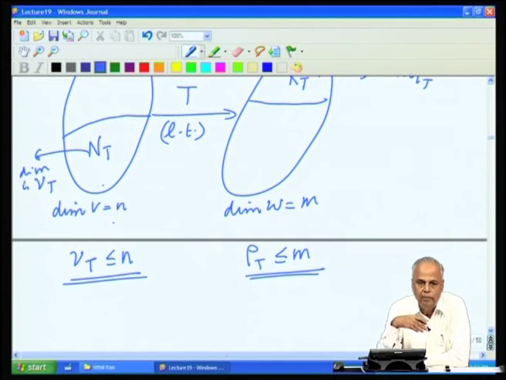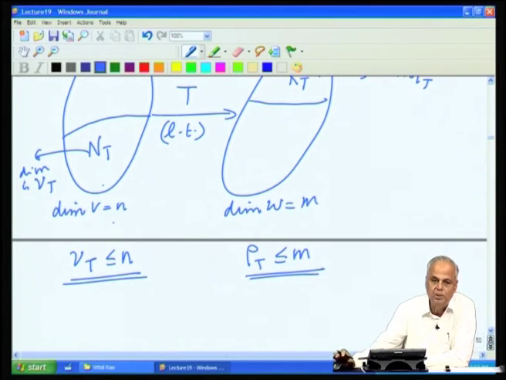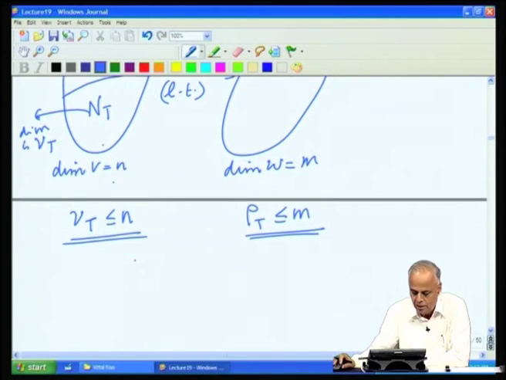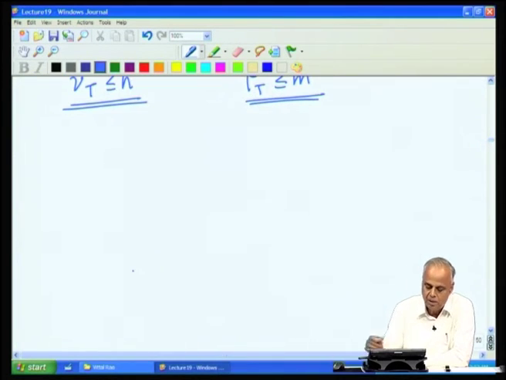So, we have two important subspaces associated with a linear transformation T. As we go along, we will see a lot of subspaces that are connected with a linear transformation, and these subspaces come into play in the analysis of the structure of a linear transformation. Let us look at some examples.